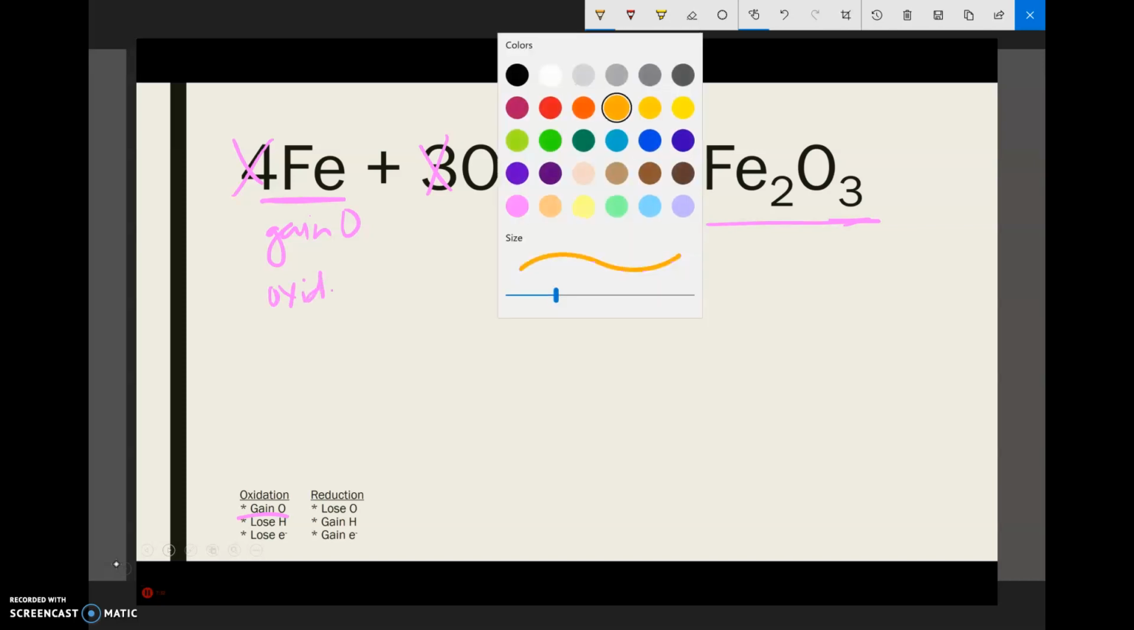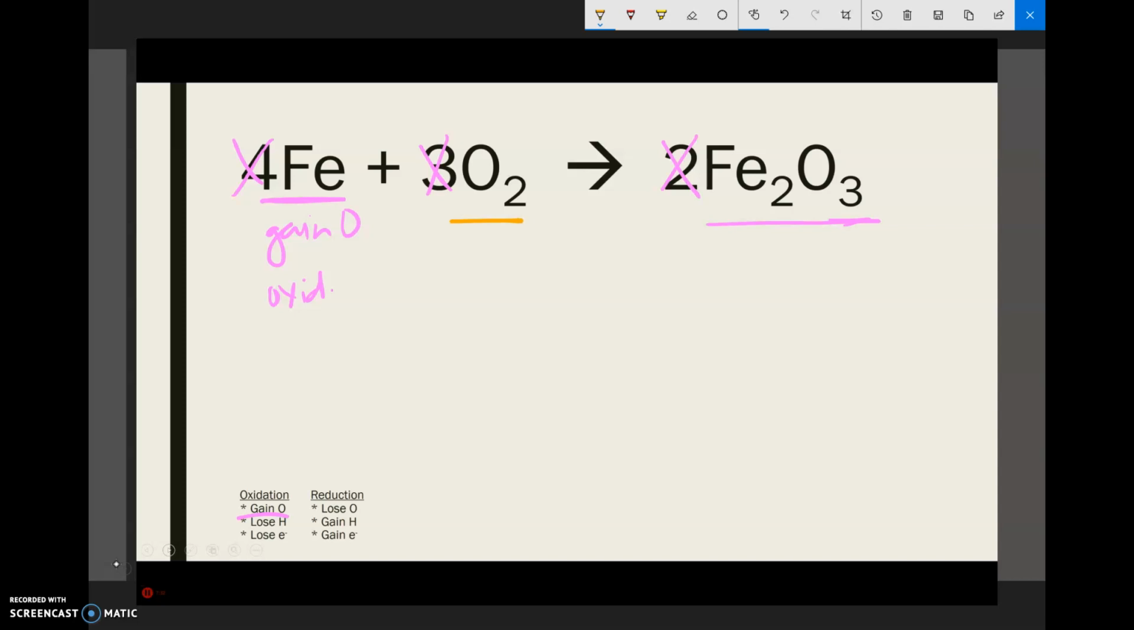Okay, now let's look at what's happening with our oxygen on the reactant side. So here we have 2 oxygen. Here we have 3. So this one is gaining oxygen. Okay, remember gaining oxygen is oxidation, but we have a problem here because the iron is also oxidized. So remember, when this happens, we can't have 2 of the same viewpoint. We can't have 2 oxidation and no reduction. We have to have 1 of each.